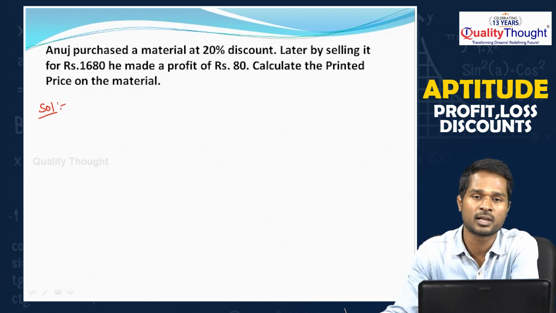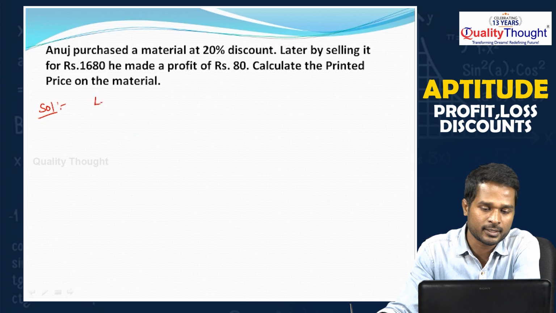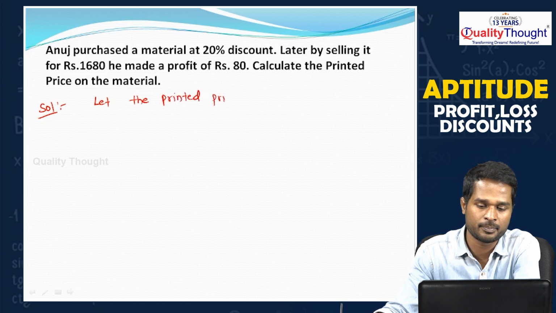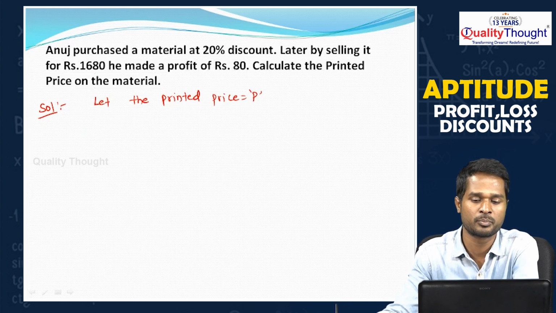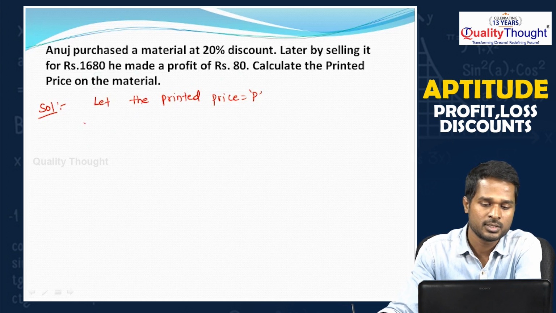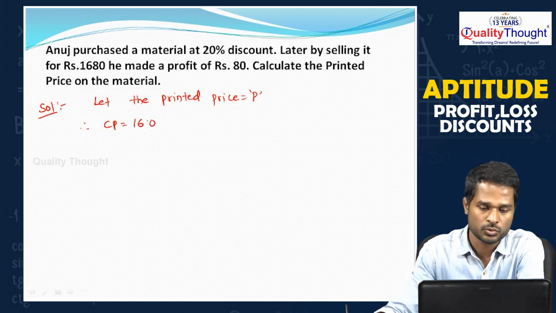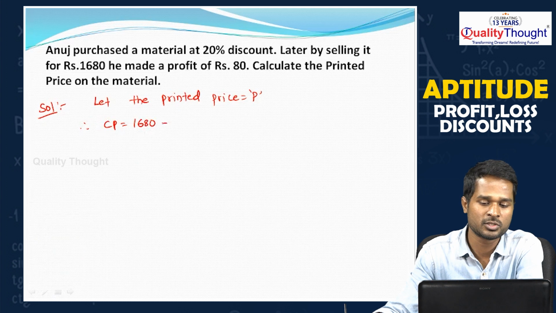That means we can find out the cost price from here. He asked us to find out the printed price. Let the printed price be P, I will consider. Now, he has given selling price is 1680 and profit is 80. That means I can find the cost price here. Selling price is 1680 and there was a profit of 80. That means its cost price is only 1600.